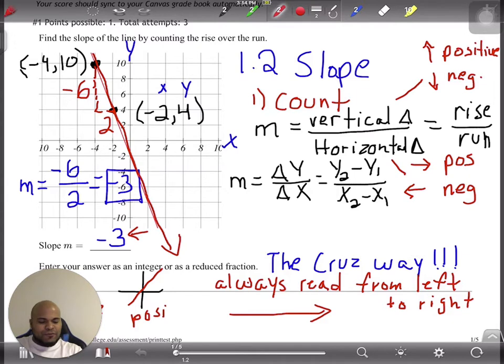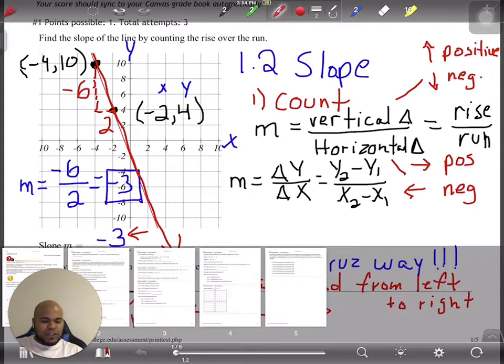So that is very, very important that you know. Negative slope is decreasing, going down. Positive slope is increasing, going up. Okay, so very, very important. So let's move on to the next problem to see if we get it.